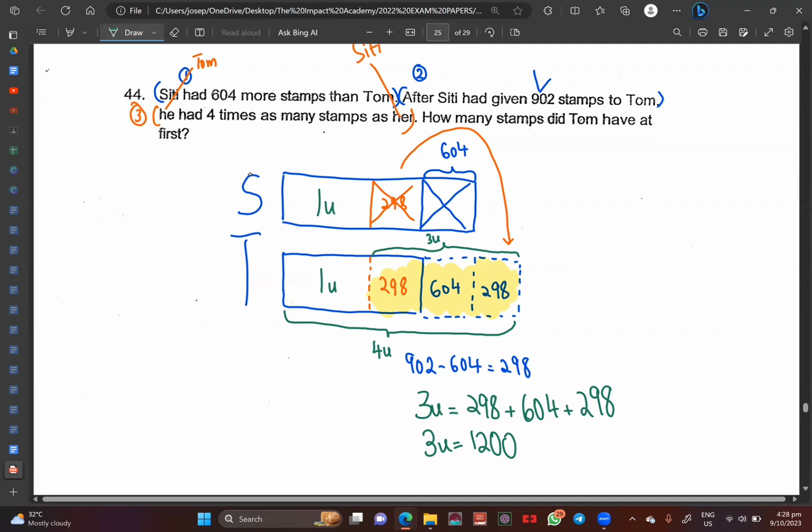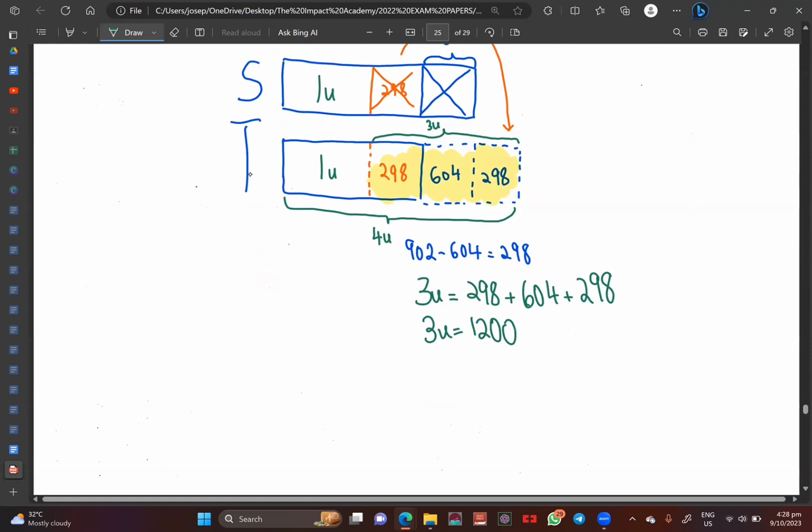Once I have this, I know already what I need to do. I need to get to Mr. Greenman. Always get to Mr. Greenman. What is Mr. Greenman? Mr. Greenman is my 1 unit. Am I making sense? So 1 unit is basically 1,200 divided by 3. Okay? And I know that 1 unit is actually equal to 400.